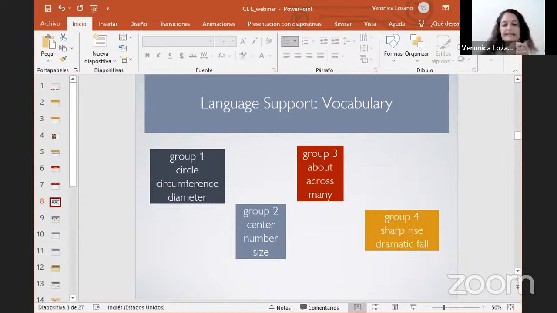So please look at the groups of words and tell me through the chat some ideas on what is the purpose of these groups, what these groups mean. Why do you think they are grouped this way? Let's see if you can share some ideas. Can you imagine why they are grouped this way?